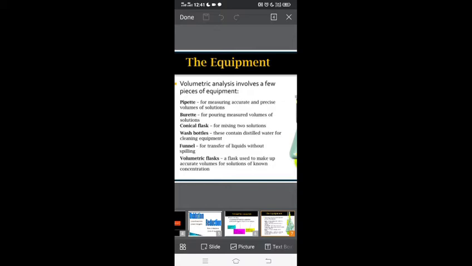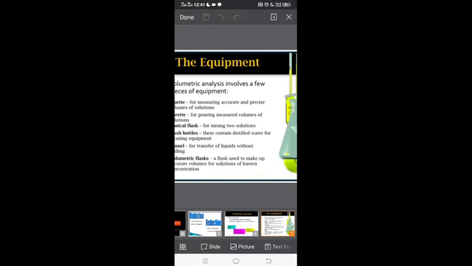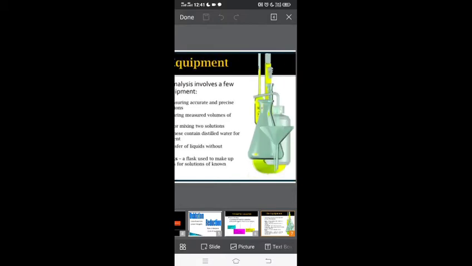Then we have the volumetric flask. It is used to make up the accurate volume of a solution of known concentration. Children, this volumetric flask we don't use here in class 12th. It is only used to prepare solutions, but now you are getting already prepared solutions, so you don't have to prepare them.